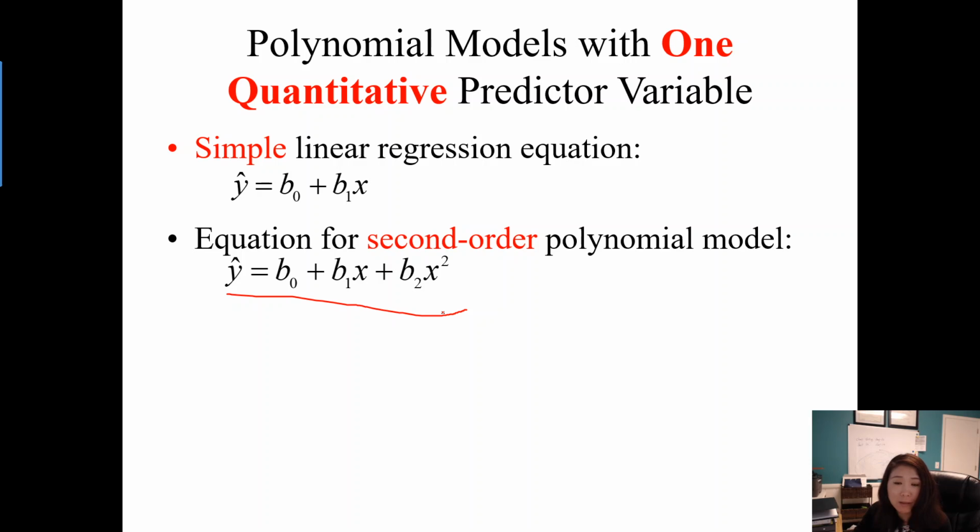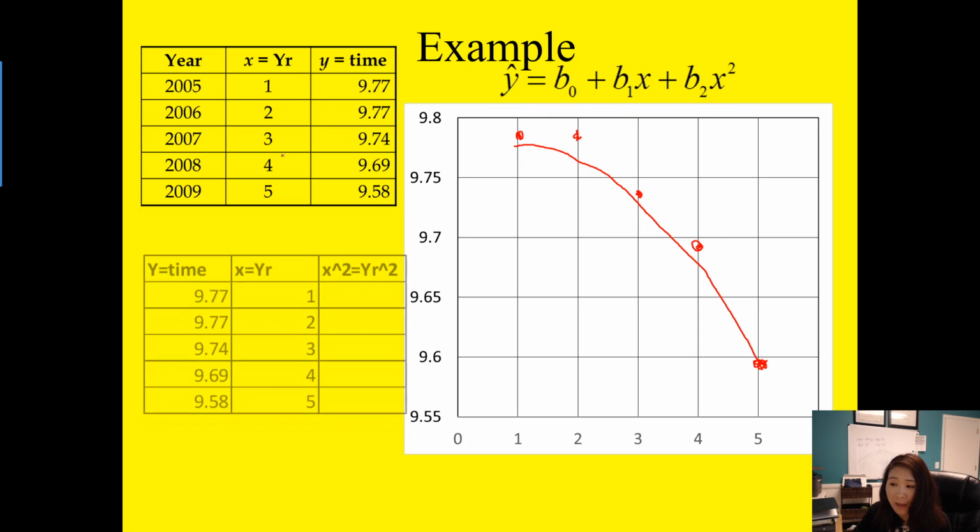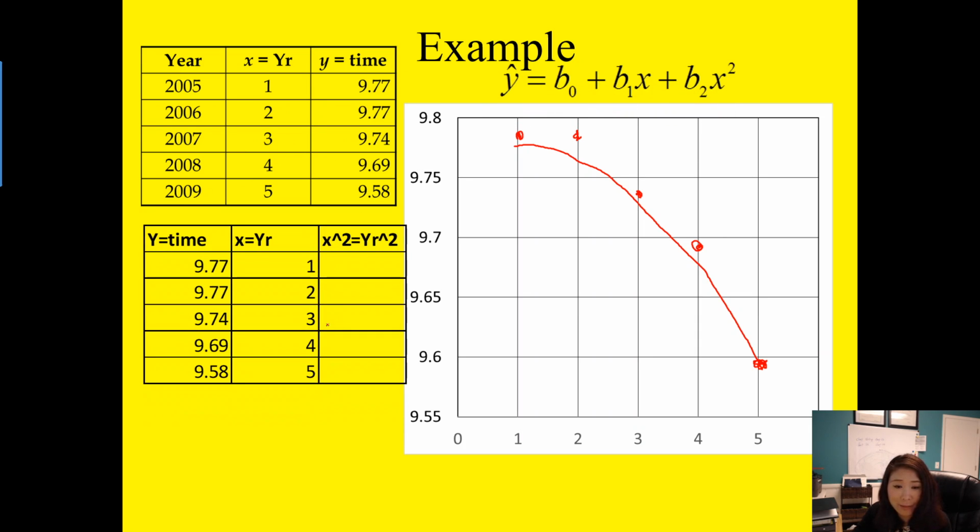After learning so many regression models, you know that in order to get the best estimates for B0, B1, and B2, we need the values for y, x, and x squared. However, if you look at the original data set, you will notice that we don't have the observation for x squared. What should we do? The idea is we need to get the value for x squared so that we can estimate B2.